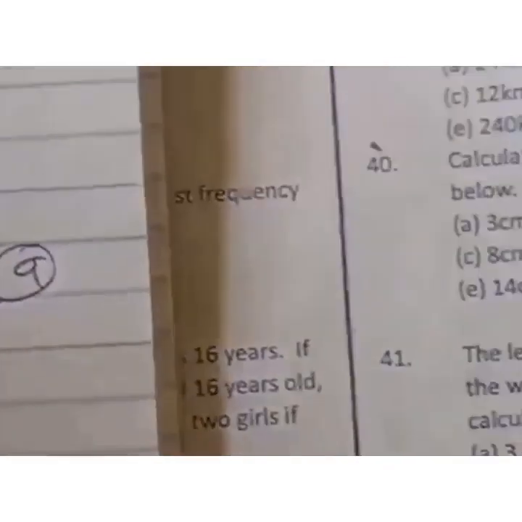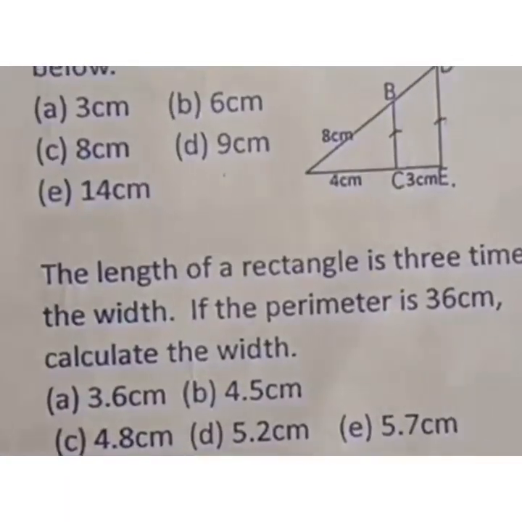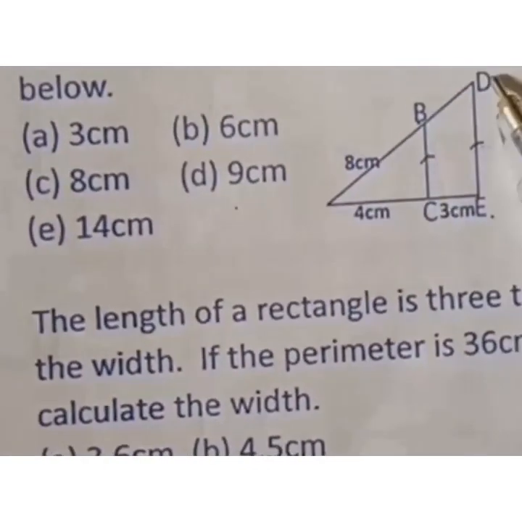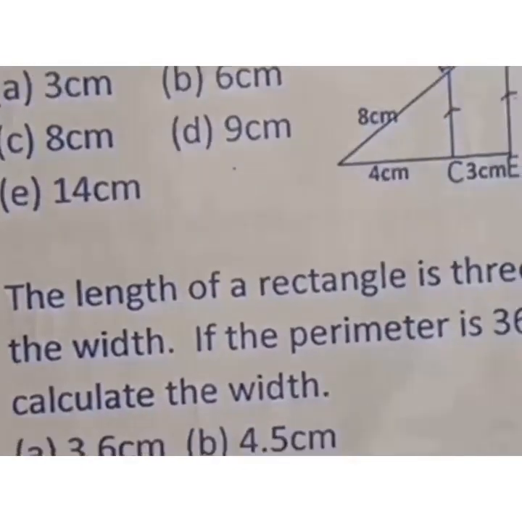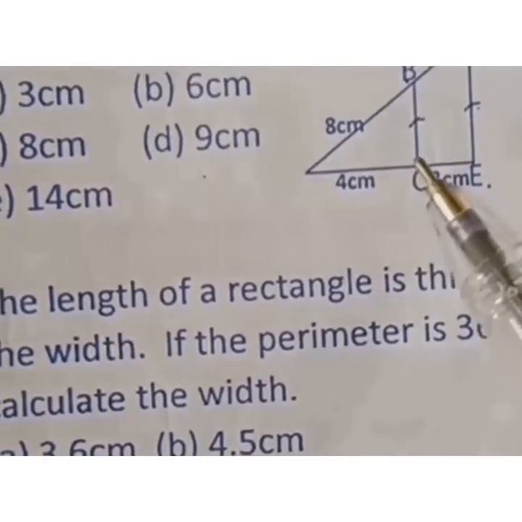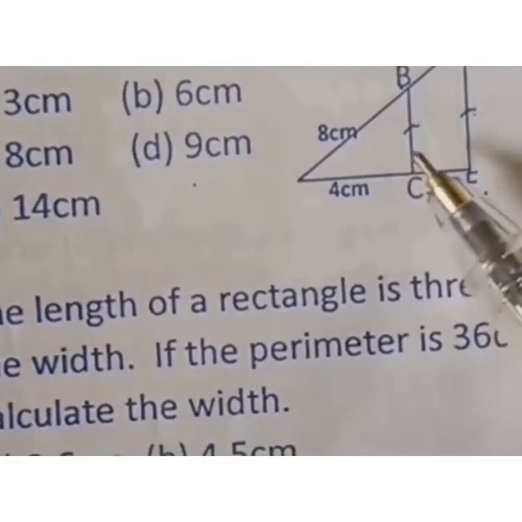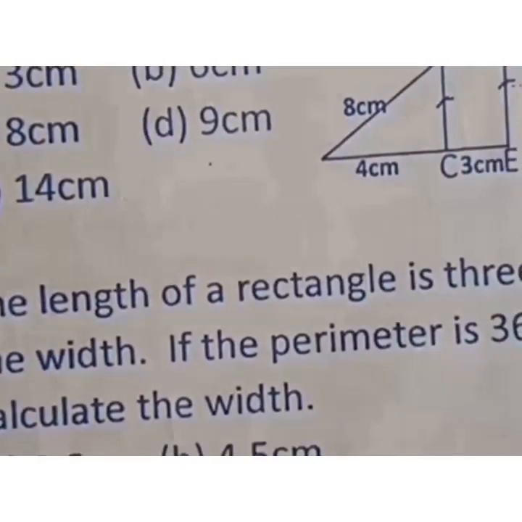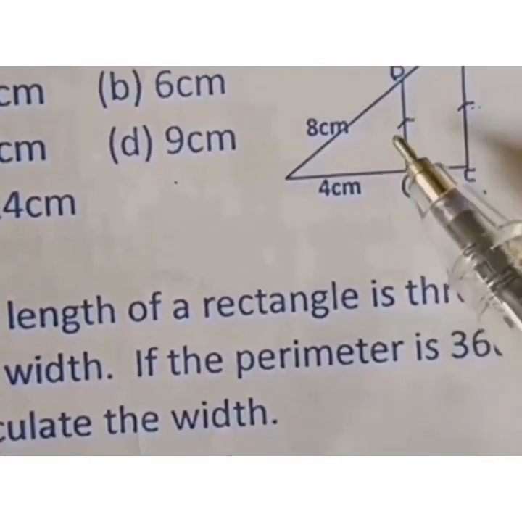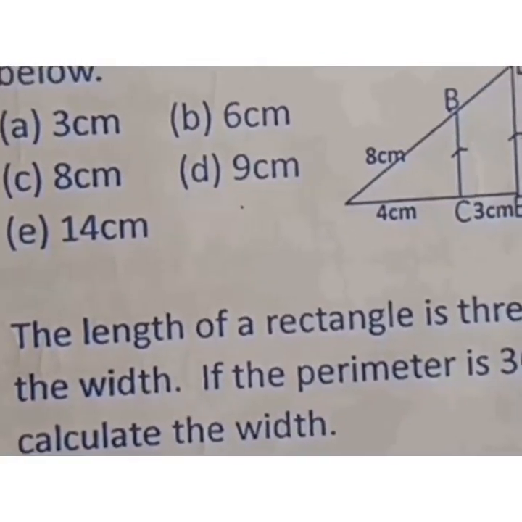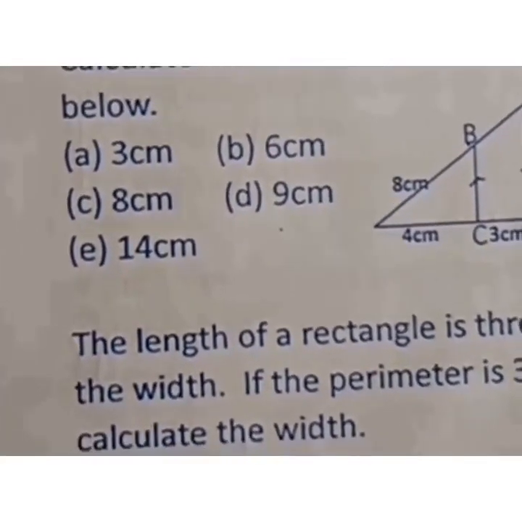Now, the next question, number 40, says calculate the distance BD in the figure below. Take note of this: the bars they put here, these kinds of arrows, are information they are giving to you. These are parallel lines. Remember, parallel lines can never meet each other. They could be horizontal, they could be vertical, they will never meet each other.